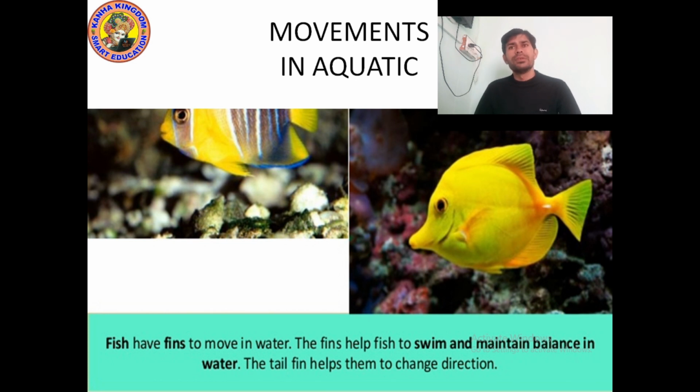So you can see the fins, which help them to swim in the water, and the fins help fish to swim and maintain balance in water. Yes, it helps to maintain the balance in water. The tail fin helps them to change the direction. You can see the tail of the fish. This is known as the tail fin, which helps to change the direction. Yes, with the help of the tail fin, they change the direction.